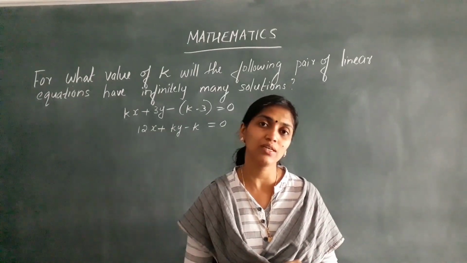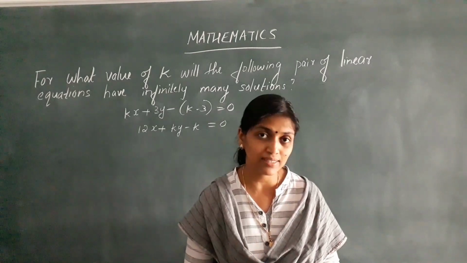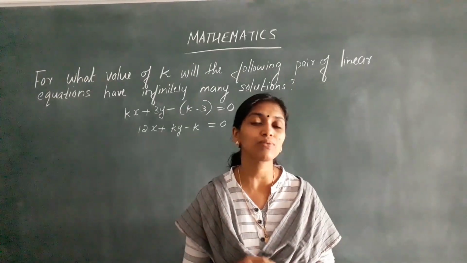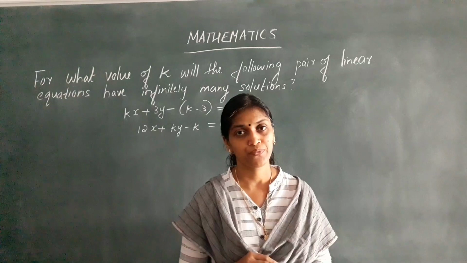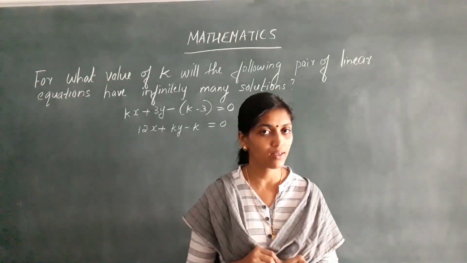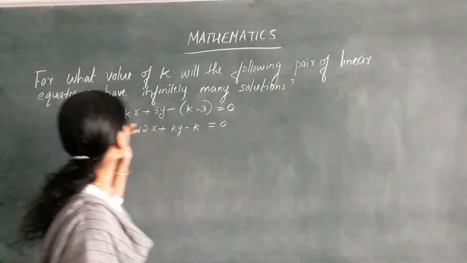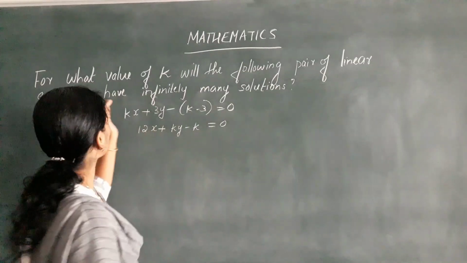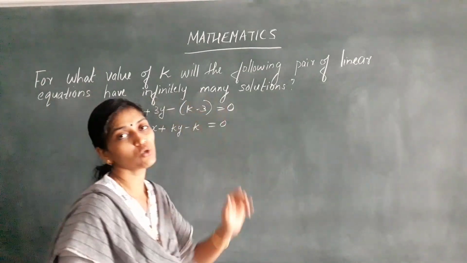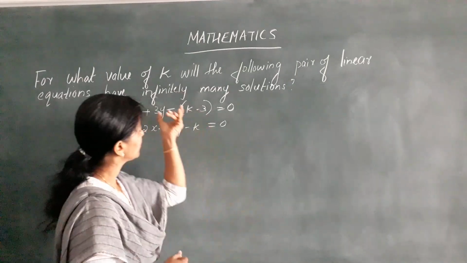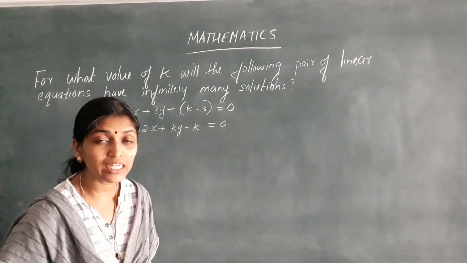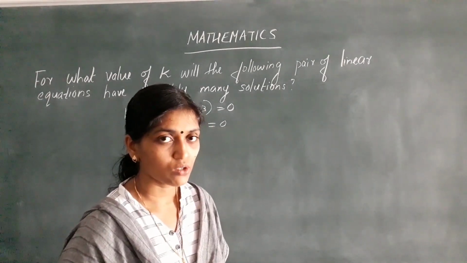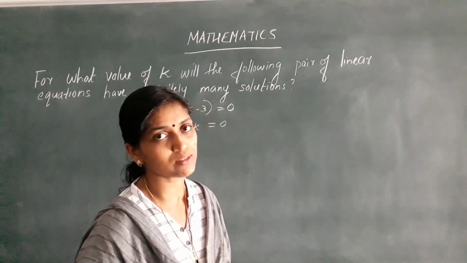Today we will see the questions where the pair of linear equations has infinitely many solutions and also where the pair of linear equations has no solution. In both the cases we will see how to find the value of the unknown using the ratios. Okay, so we will go to the question. See the question. For what value of k will the following pair of linear equations have infinitely many solutions? It's given to us that the pair of linear equations has infinitely many solutions. We are asked to find the value of k. Okay. So we know we were doing it by comparing the ratios, isn't it?